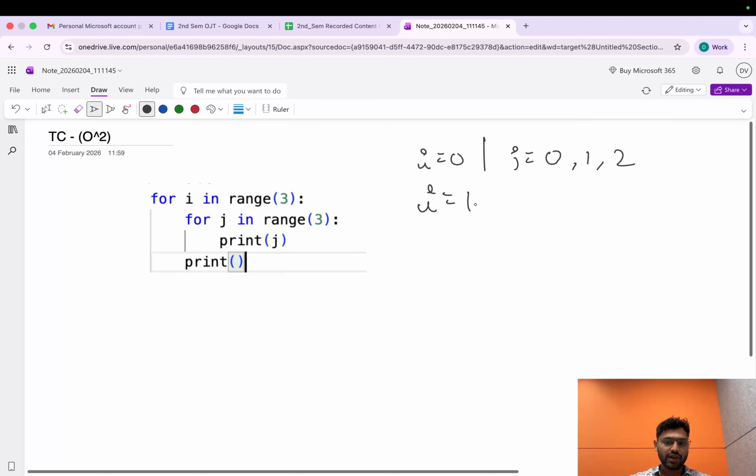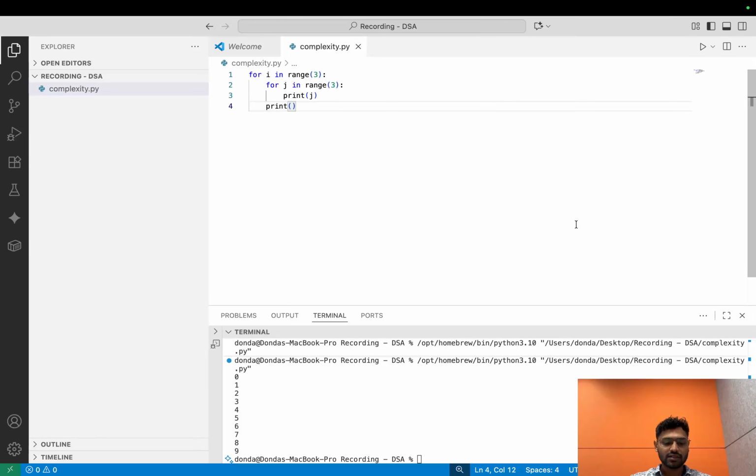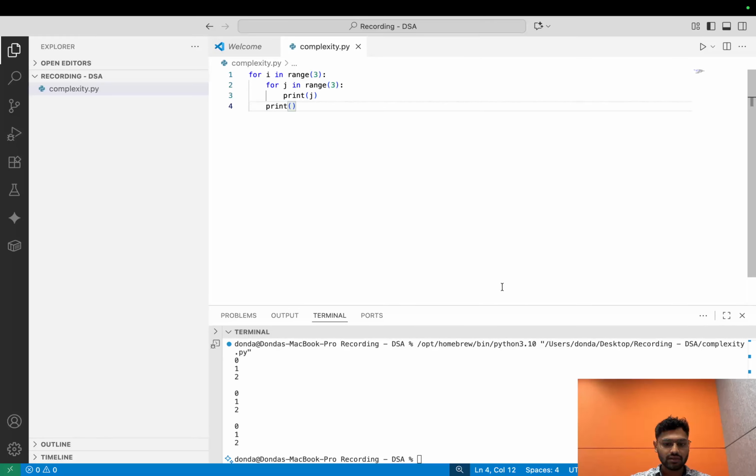When I value is 1, inner loop will run again 3 times. 0, 1, 2. I will go to 2, range 3, it will still run. J will run 0, 1, 2. That's it. Is it making sense? I'm going to run it. Zero, 1, 2, 0, 1, 2, 0, 1, 2.